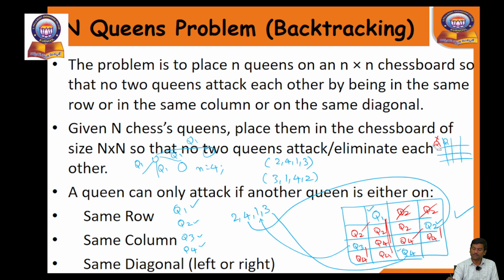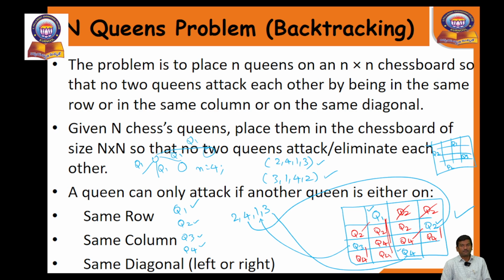Take for example, if you consider the 4 by 4 chessboard, you are placing queen 1 in the third cell of the first row, q2 in the first cell of the second row, q3 in the fourth cell of the third row, and q4 is placed in this cell. So when you place the queens in the respective arrangement, we can obtain the solution.